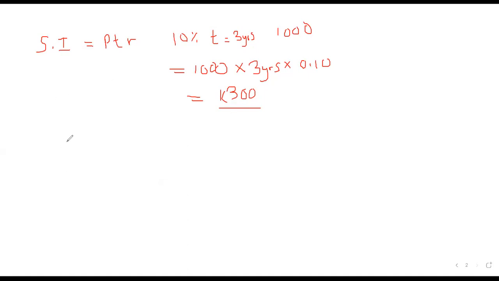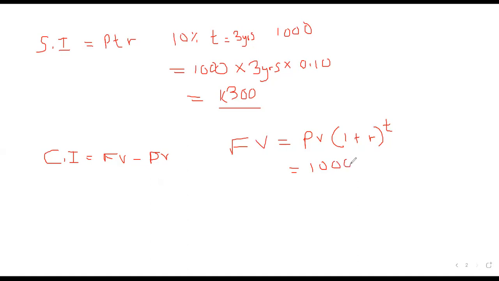Now, if we're going to go to compound interest, it is simply the future value minus the present value. So we need to calculate the future value first. The formula for the future value is given by present value times 1 plus R per time. So our principal or our present value is 1,000. 1 plus the rate is what? 10%, which is 0.10. The time is the power 3.